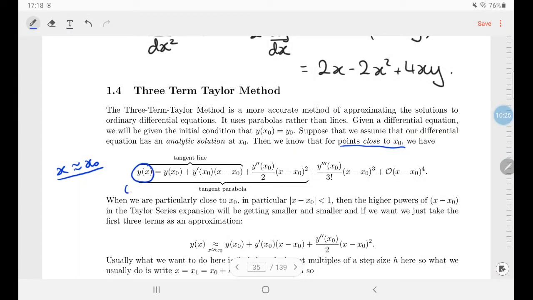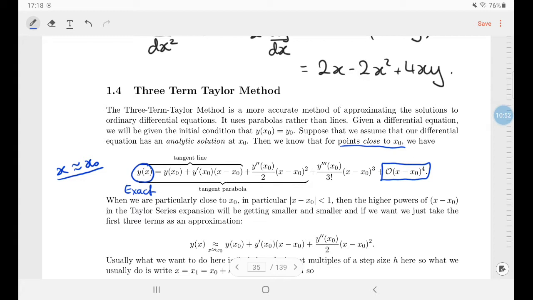For points close to x0, the true, exact solution is equal to an infinite sum. I captured the infinite sum here by saying that there's loads of terms that are multiples of (x minus x0) to the power of 4. Now, the first term is just your previous point. You've got slope. Basically, the first two terms here are called the tangent line. And if you take the first three terms, you get the tangent parabola.